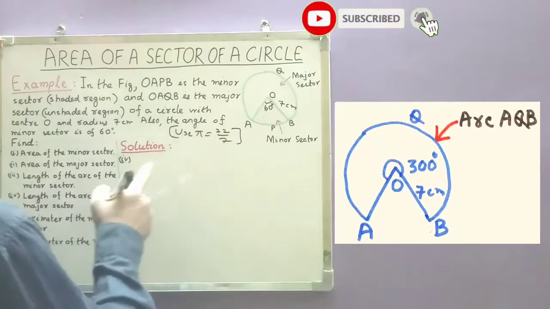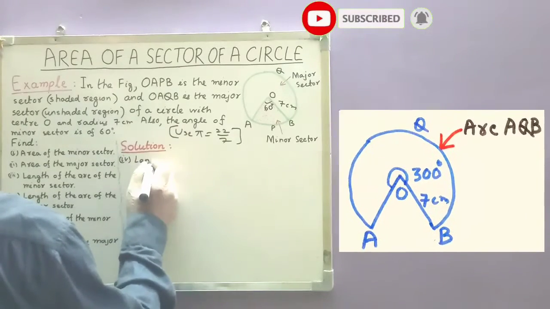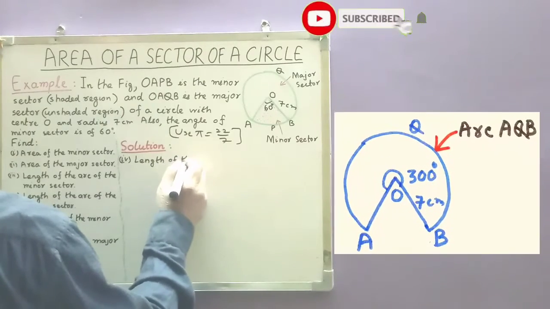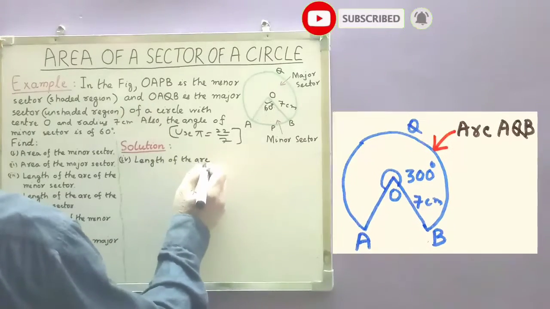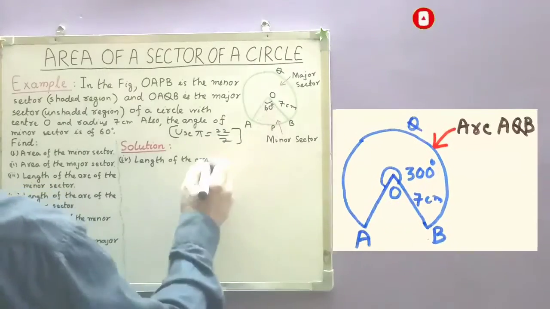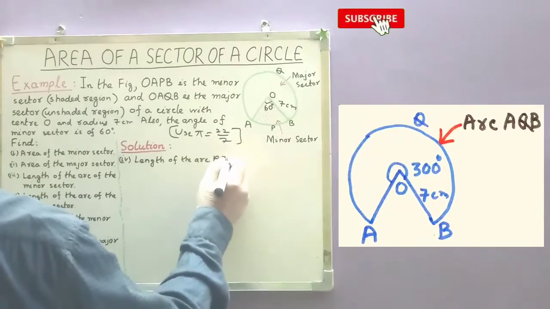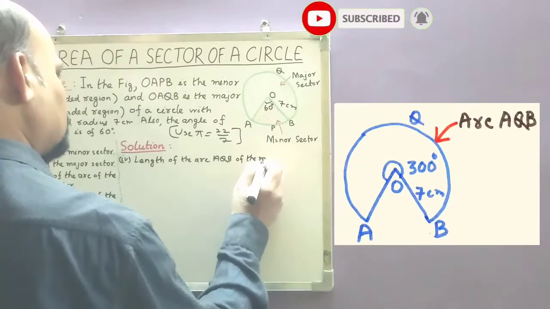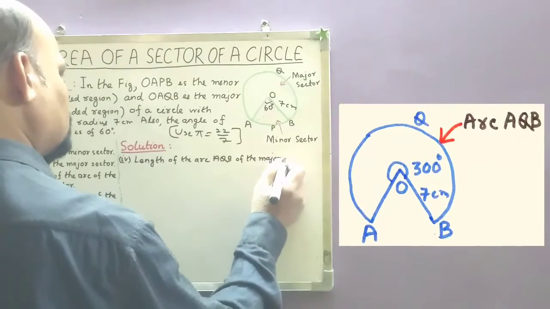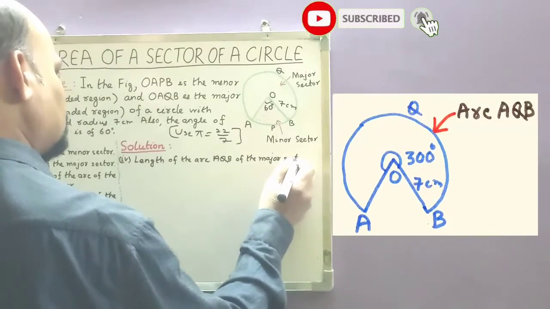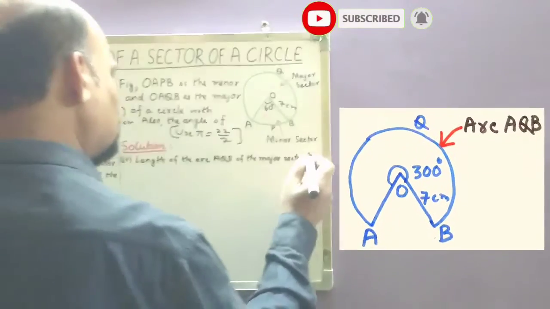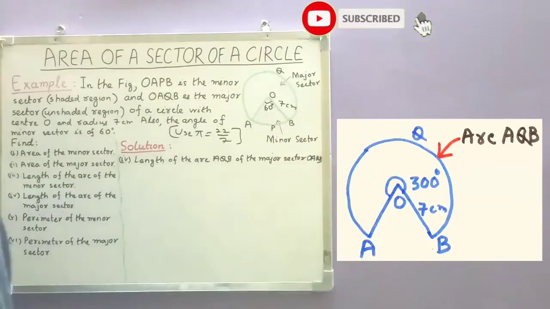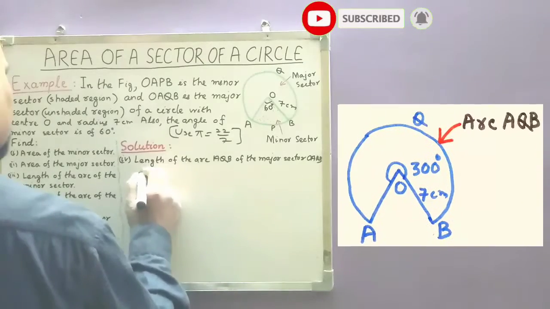Fourth part, length of the arc AQB of the major sector OAQB of the circle. We can solve this question by two methods.